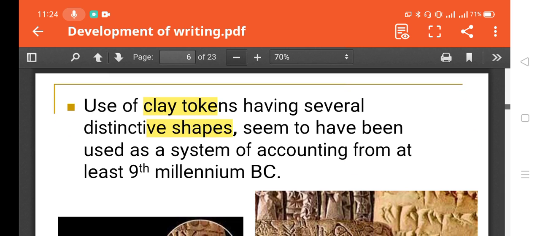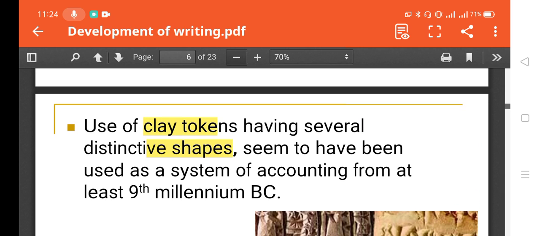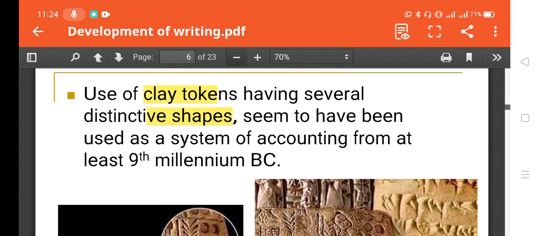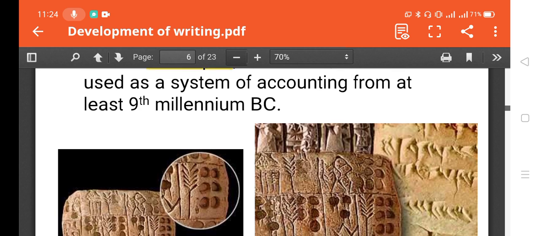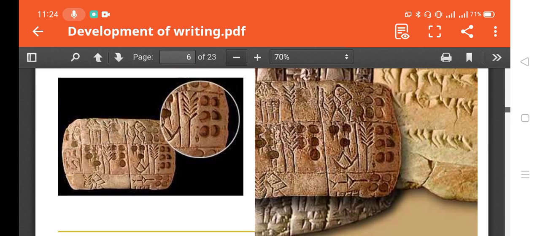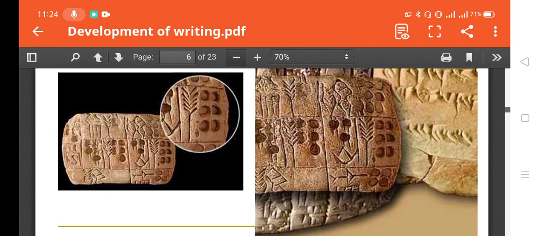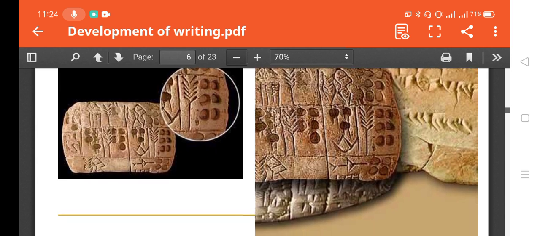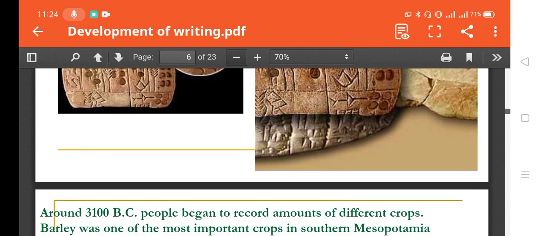They used clay tokens, clay tablets, and distinctive shapes to draw on them. See, this is a sample. They used such shapes to draw on clay tablets, and these samples still exist. So they understood what they tried to convey. It's beyond our understanding at this level, because the writing system has become too easy in today's world.